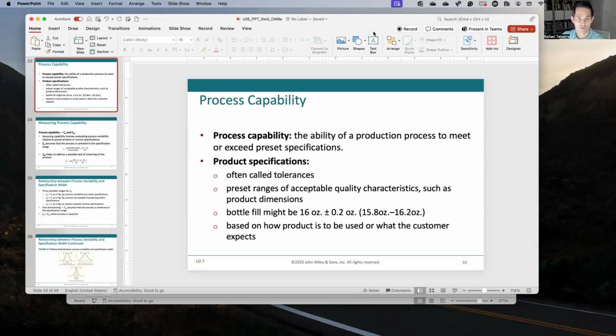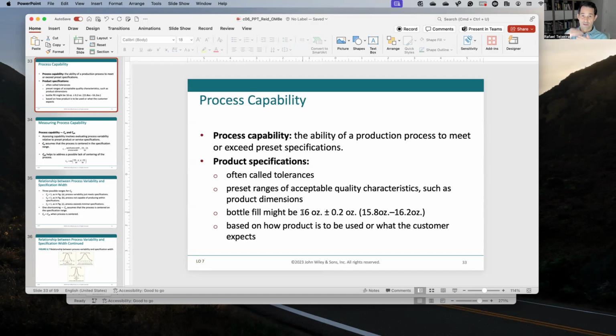In this video, I'm going to talk about process capability. Very briefly, process capability is the capability of machines to produce products within the specifications of design. Here we have one example, which is a bottle of water, or a bottle of anything. And machines have to fill these bottles with 16 ounces.